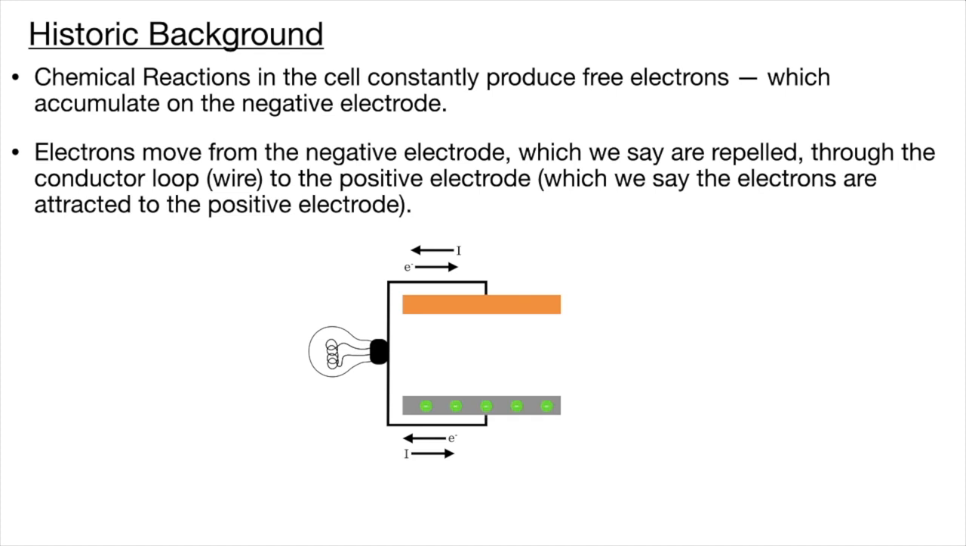Electrons move in the opposite direction of the current. So the electrons would flow from the zinc to the copper, passing the light bulb. But once all of the electrons have passed, the light bulb turns off. This is because there is nothing in between these two plates.